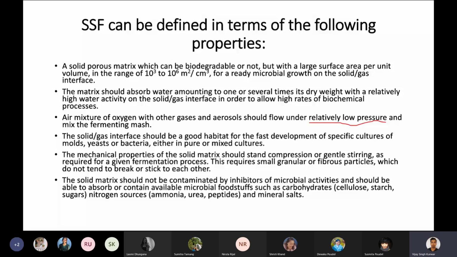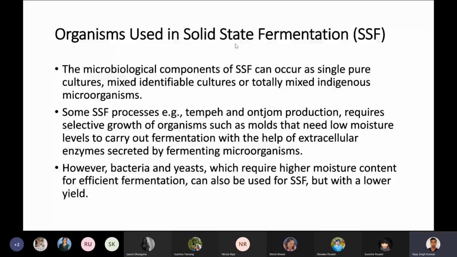So microorganisms used in solid state fermentation. The microbiological component of solid state fermentation can occur as single pure cultures, mixed identifiable cultures, or totally mixed indigenous microorganisms. Right? There are different combinations you can add. They depend upon what kind of product you are preparing. So some of the examples of solid state fermentation processes are tempeh production, right? Tempeh and enzyme production. Have you heard about tempeh? Enzyme?